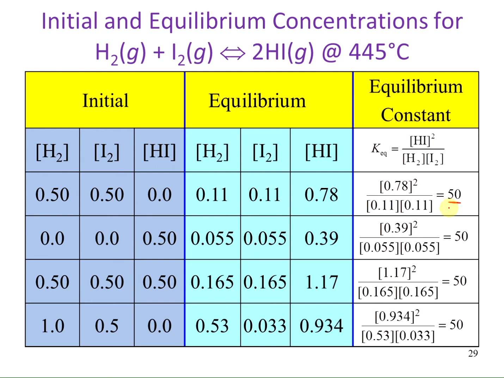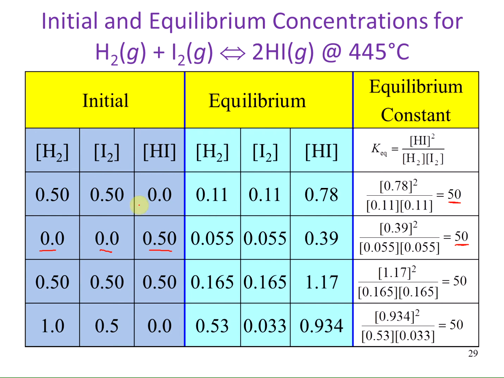Now if we start with no reactants and only product, we can measure the equilibrium concentration values, and this is what we found. Plug those into our mass action equation, and notice that the equilibrium constant also comes out to 50. Well, let's try this again.